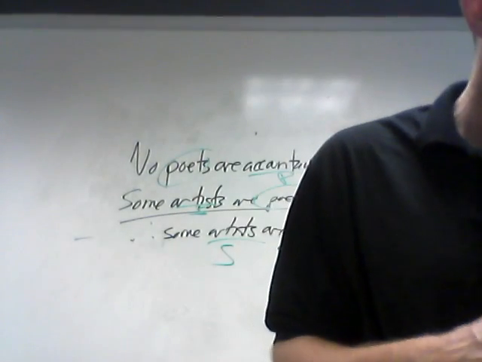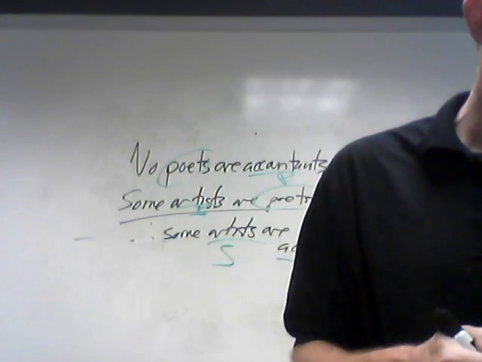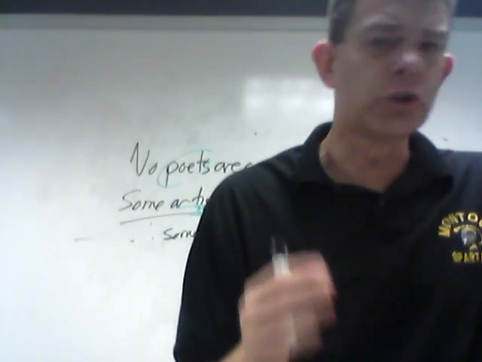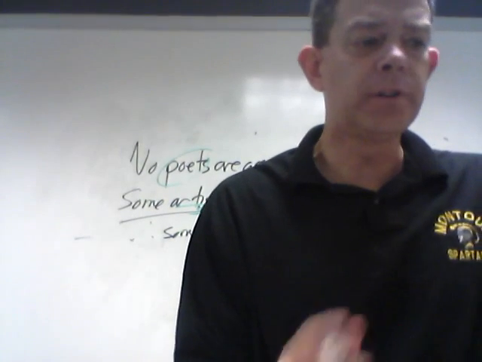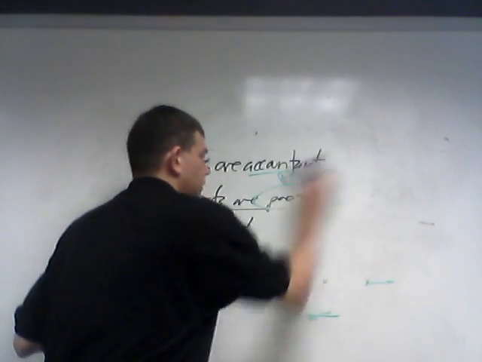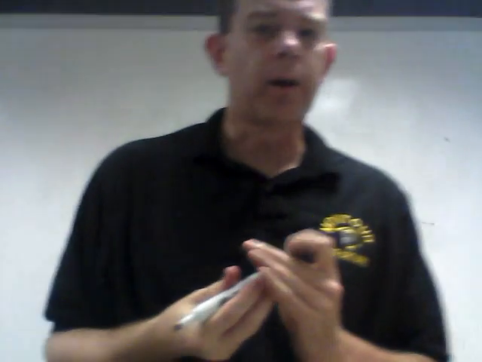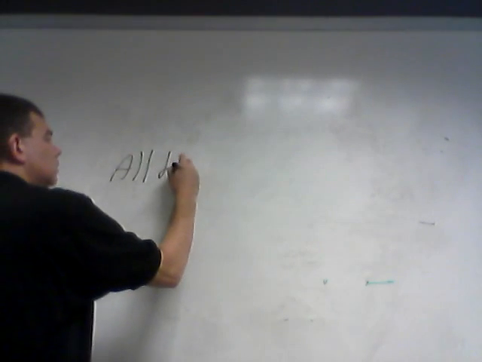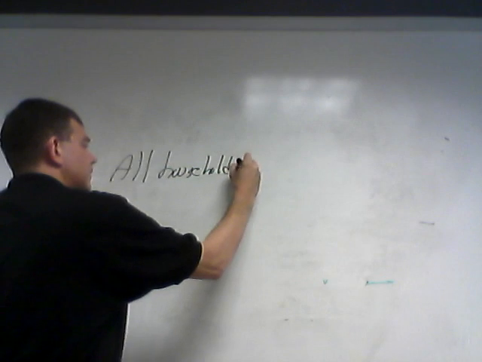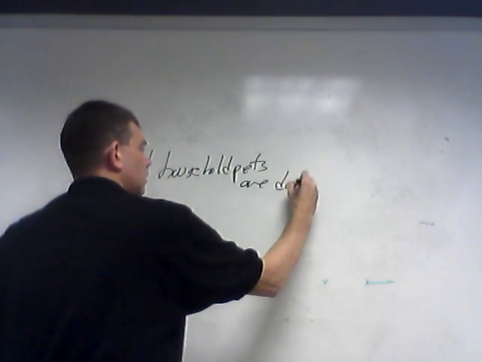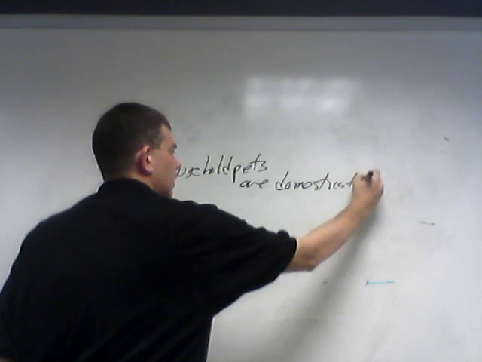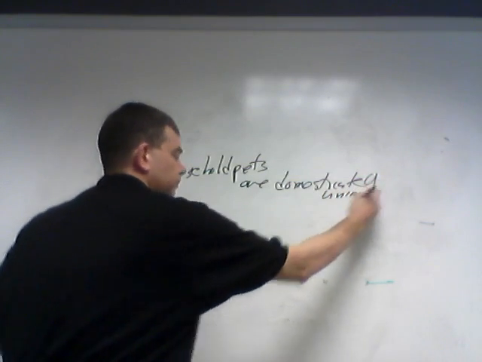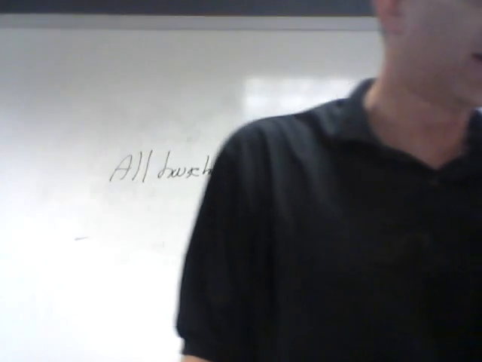Okay? We're almost done. The next rule says, from 2 universal premises, no particular conclusion may be drawn. I'll give you an example of that. Okay. The next part here says, all household pets are domesticated animals. Okay? All household pets are domesticated animals.